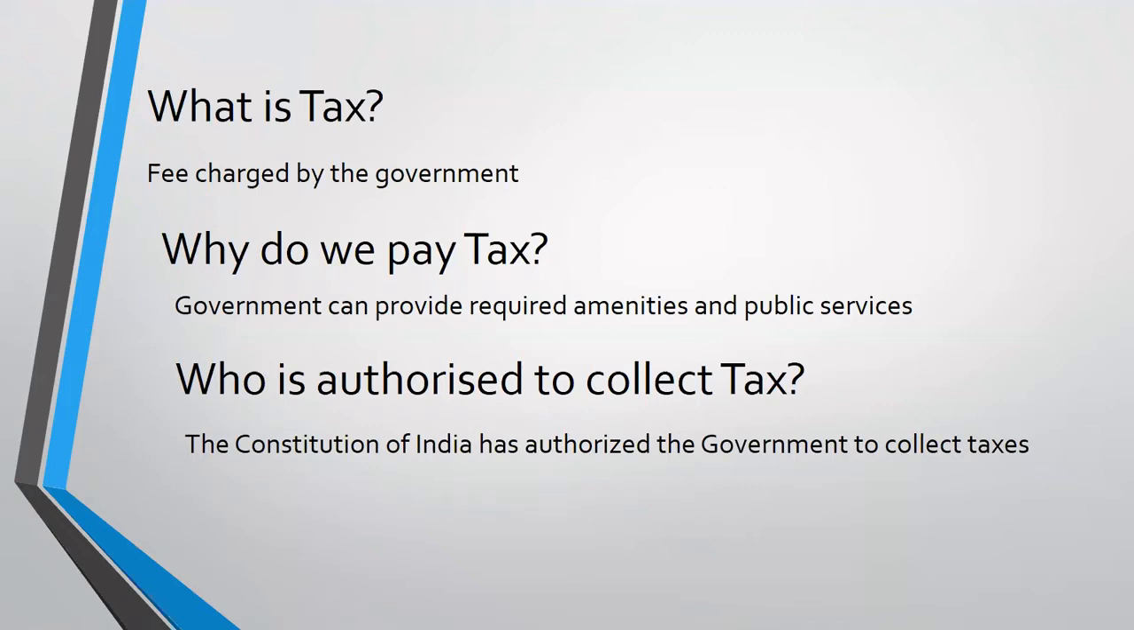Okay. Why do we pay tax? Why does the government charge such fee? Why do we have to pay such tax? So that the government can provide us with the required amenities and public services like the street lights, roads. These are all the basic amenities and services that we need in our day-to-day life. We ourselves are not going to go and set up the street lights. We ourselves are not going to go and make the roads. So, from the tax that the government collects from us, it is able to provide us such services.